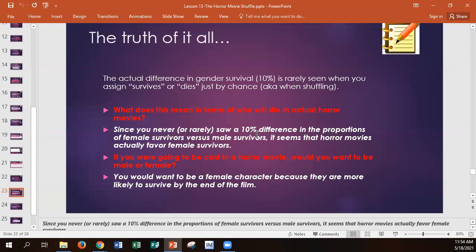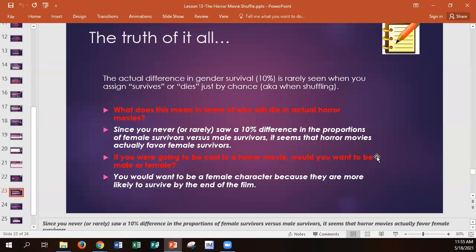We can see that there's a bit more skew toward the female survivors. So horror movies are designed in a way for women to survive more. And it could be for all the reasons that you guys were saying, right? And the way we're seeing that is because that 10% difference in the proportions of survival was rarely seen. It's not happening often. So that tells us, you know what? This isn't a by chance occurrence. Because if it was a by chance occurrence, we'd see it happen in the shuffles. Does that make sense?